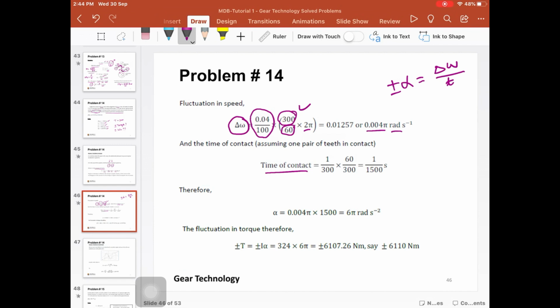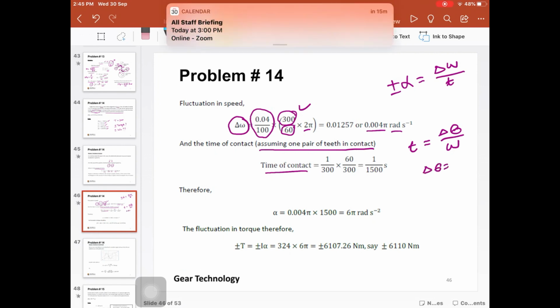In order to calculate the time of contact, this is a rotational motion. So the time here is equal to theta divided by omega. If we consider the time of contact for one pair of teeth only, then delta theta for this particular tooth is equal to 2 pi divided by 300, which is the number of teeth on the gear.